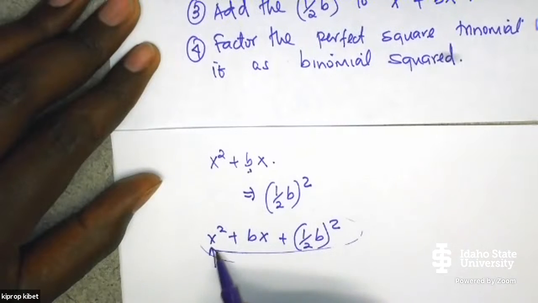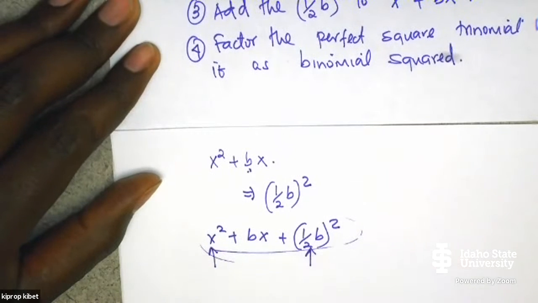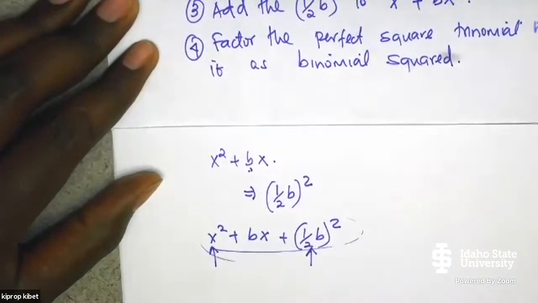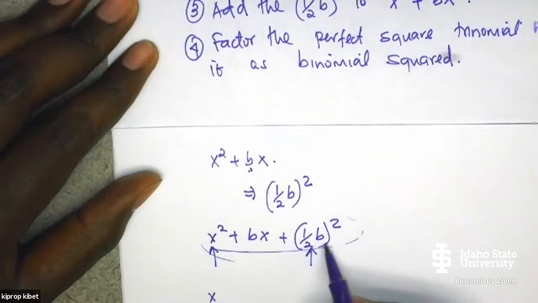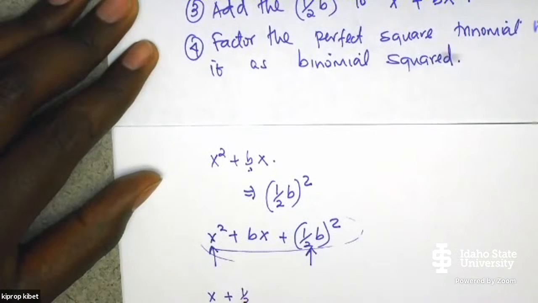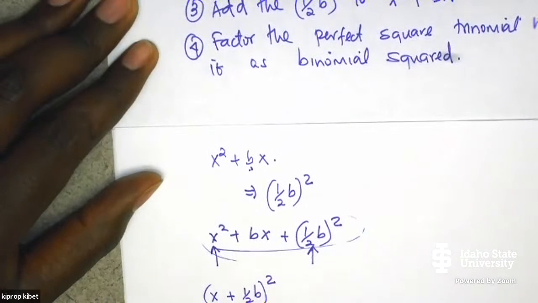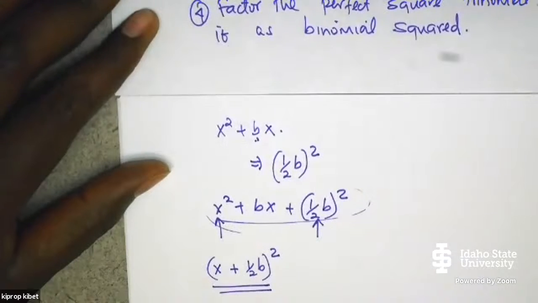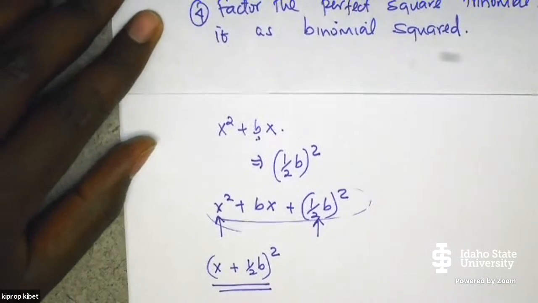So this is a perfect square, and this one is also a perfect square. And this is a trinomial. Now you factor the perfect square trinomial, writing it as a binomial squared. That means you factor this, which is x, and this one is actually plus 1/2. And then you do what? Square.